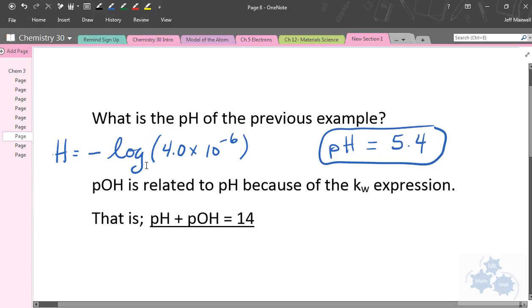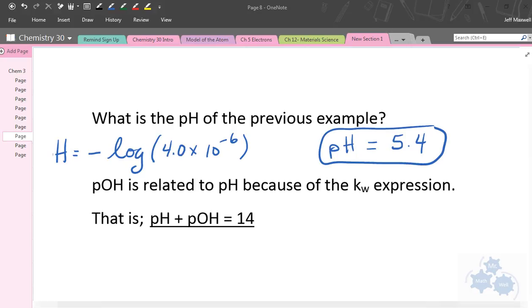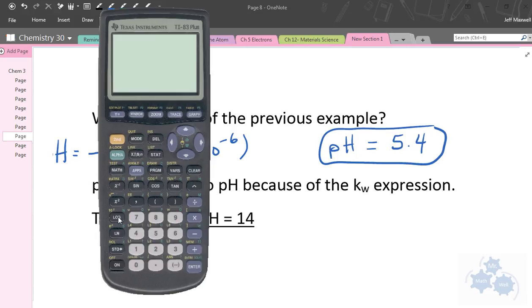Yes, this logarithm is base 10. On your calculator, if there's no base written, it's understood to be 10. That's the common logarithm. So negative log of 0.000004 is going to be 5.39. So there we go, a pH of about 5.4.